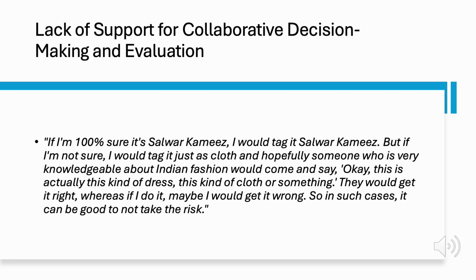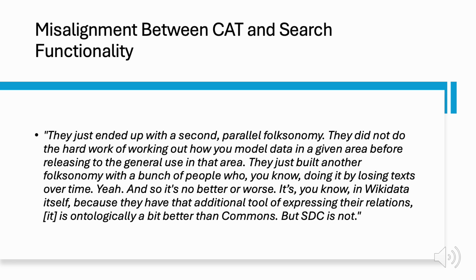We also found that tagging on Commons is a collaborative process. Editors often rely on the community to help refine tags, but the CAT tool wasn't designed to support this. It lacks features for discussion or shared reasoning. Lastly, participants noted a misalignment between the CAT tool and Commons search system. While CAT and structured data could improve search through Wikidata's semantic relationships, these benefits haven't been realized. As a result, many contributors stopped using CAT, feeling their efforts had little impact.